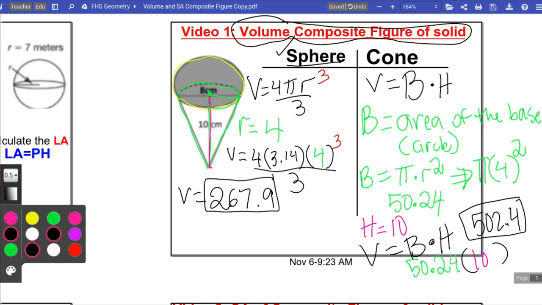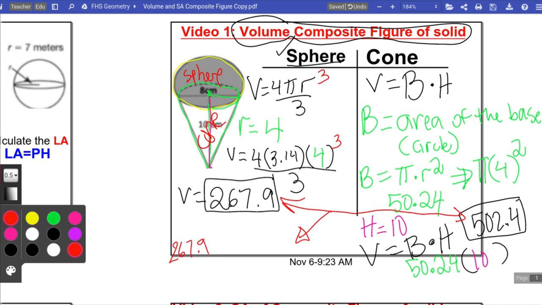Now, we have two pictures, right? We have the sphere here, and then we have the cone here. For the combined volume, you need to combine this answer with this answer. Combining those together means you add them, so 267.9 plus 502.4, we get 770.3. That's the combined volume. All right, that's how I did the first one. This is how you would do the second one, right?